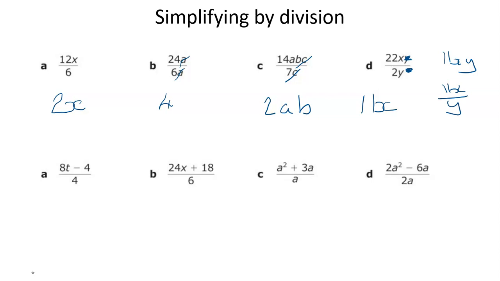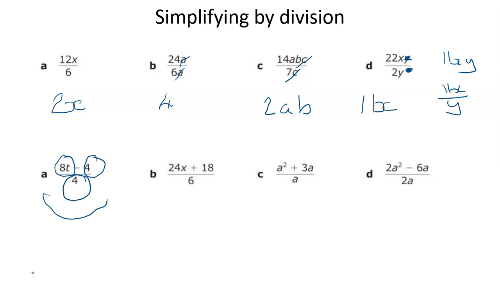Now, when you've got an add or a take on either the numerator or the denominator, you can still cancel things, but only if that value is in all of the terms. So that means that anything we want to cancel needs to be in this bit, and in this bit, and in the denominator.